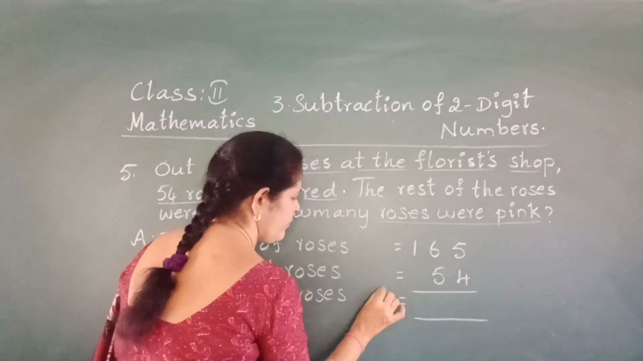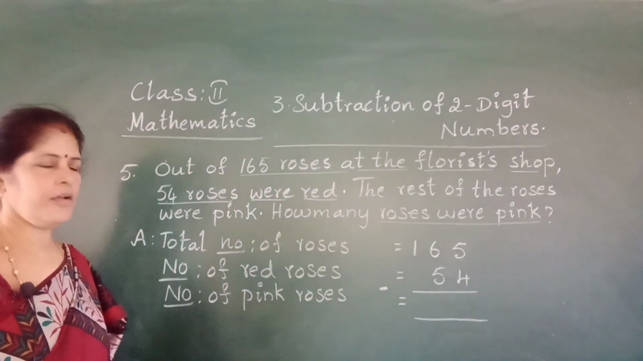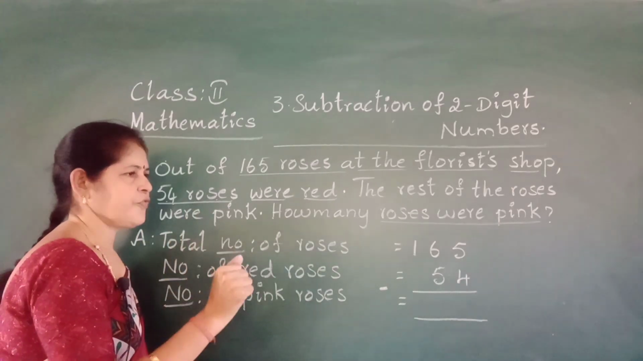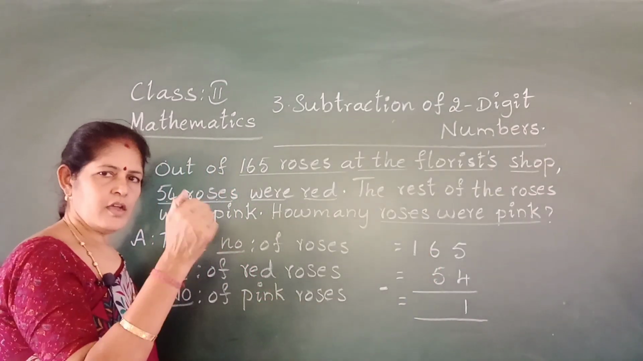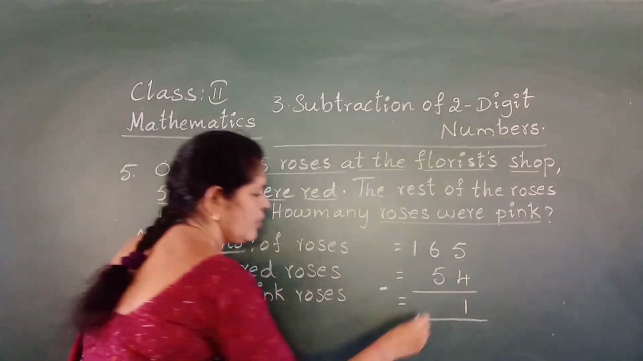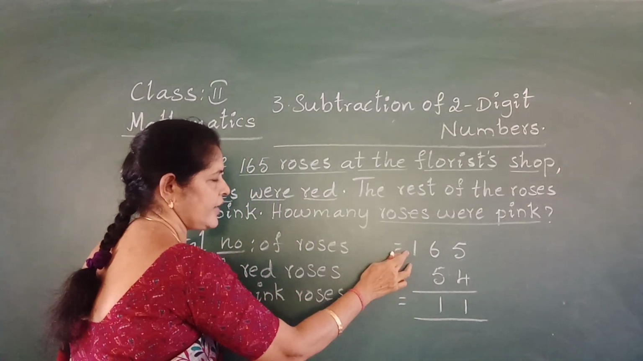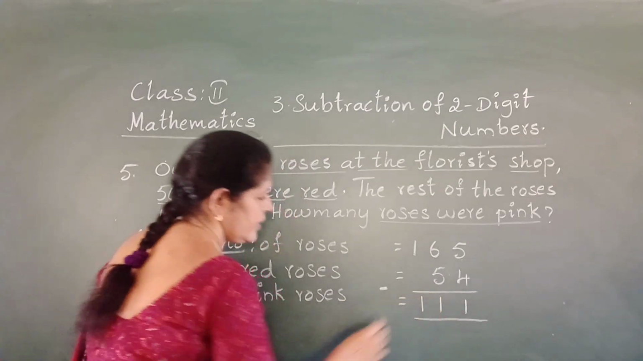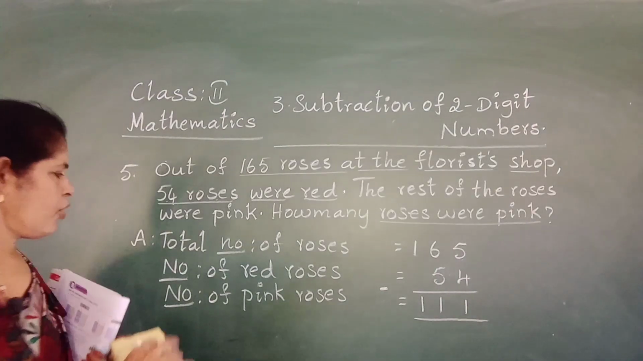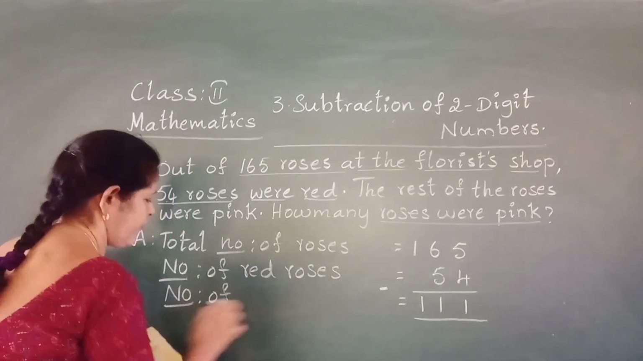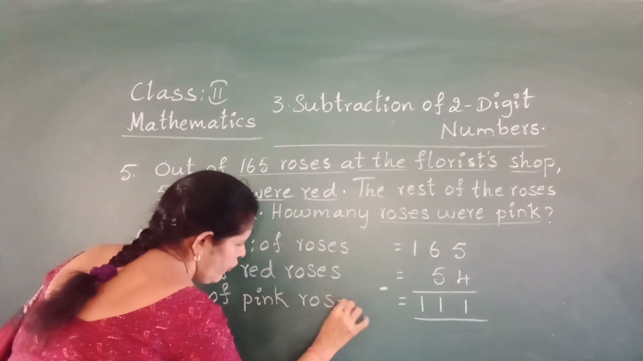Put the symbol minus. Start from ones. 5 minus 4. Yes, 1. Close fingers, 4 after 5. 1. Next tens. 6 minus 5. Close fingers, 5 after 6. 1. 54 has no hundreds, so bring down the hundreds number as it is. Now the number of pink roses is 111. How many pink roses? 111. Number of pink roses equals 111.